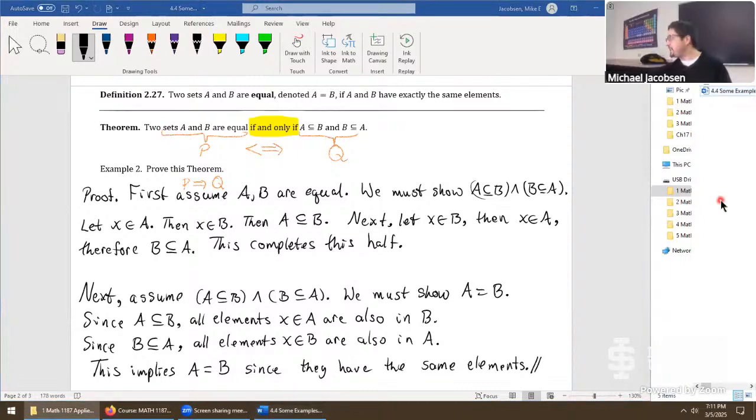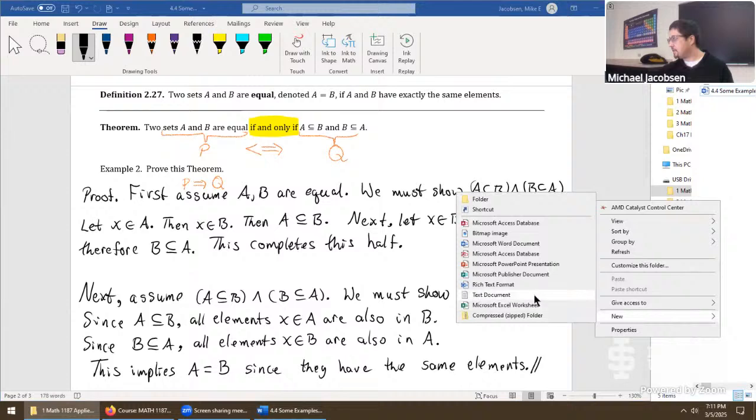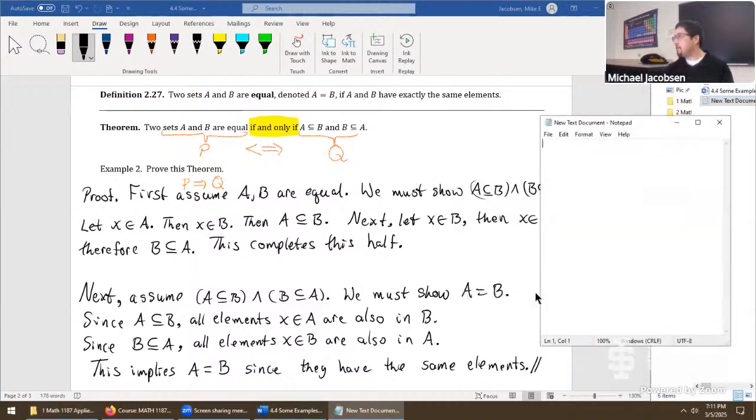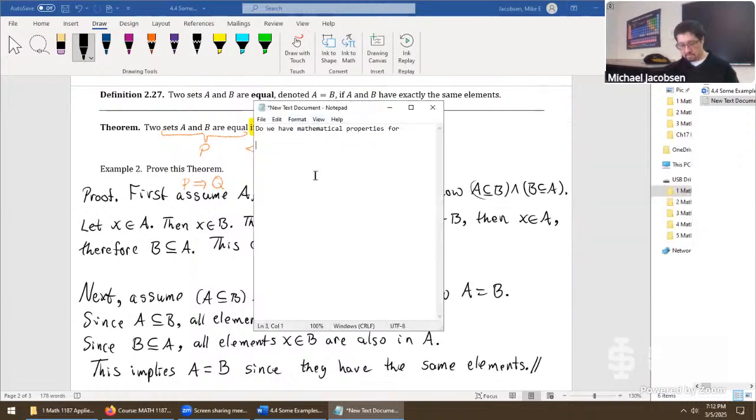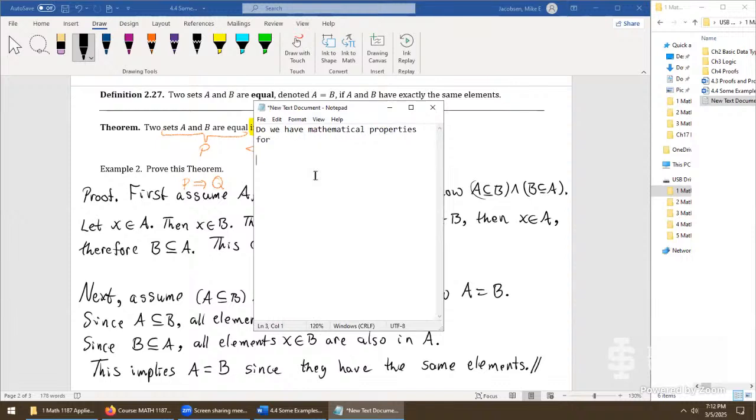Let me read out that statement. That's a great question. Do we have mathematical properties for, and how did that statement go again? Synthesis, that is the fusion of thesis and antithesis.